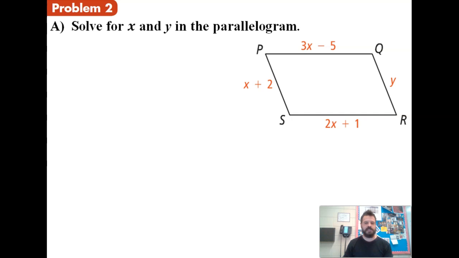All right, next question we're going to look at is going to bring some algebra into the mix. So, problem 2, part A says solve for x and y in the parallelogram. And it looks like all of our expressions deal with the side lengths of this parallelogram, PQRS. Now, the one theorem we know about side lengths is that opposite sides are congruent, meaning that top will be congruent to bottom, left side will be congruent to the right side. So as far as equations I can set up, I can say the top is equal to the bottom. We can say 3x minus 5 equals 2x plus 1.